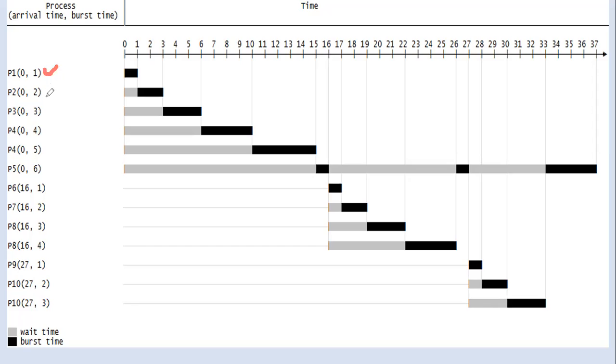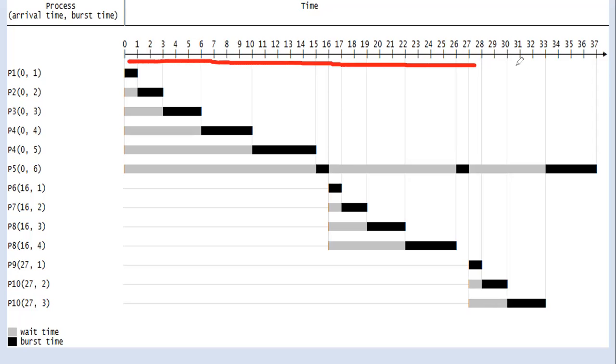So because it's the first one to arrive, it will start at time 0 being executed, and it will take a burst of 1. And therefore, it will exit from the system. Now, how do we draw this scale?